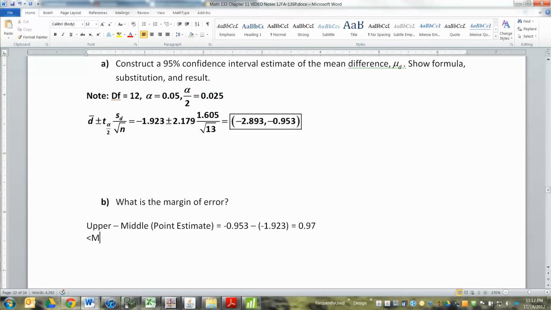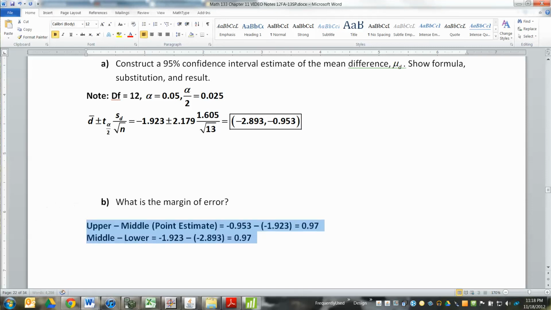You could also do it middle minus lower if you wanted, which would be negative 1.923 minus a negative 2.893, like that. So whichever way you want to find it, you should be finding 0.97. That's your lovely margin of error. It's the distance, if you recall, from the edges to that center.